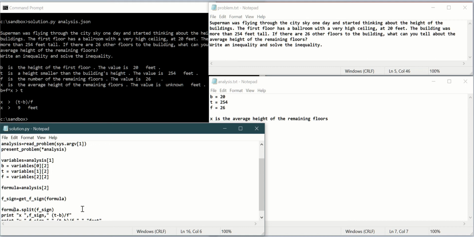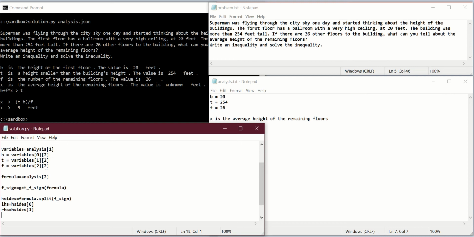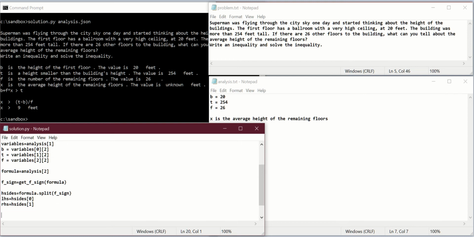Okay, and I will say hand sides, h sides, it's equal formula dot split f underscore sign. And then right hand side will be h sides of 0, left hand side, and right hand side will be h sides of 1. Okay, so let's just print them to make sure that we did it right.